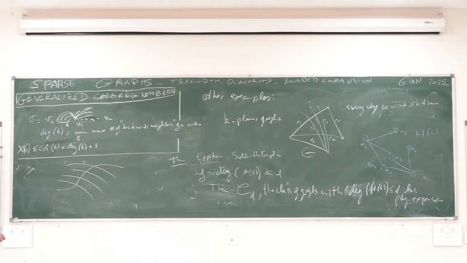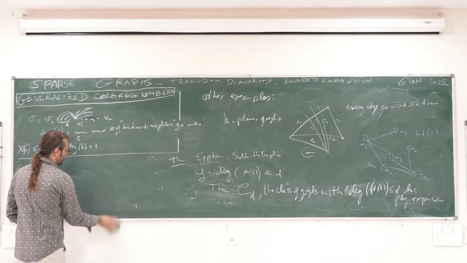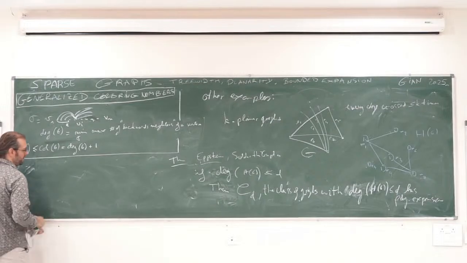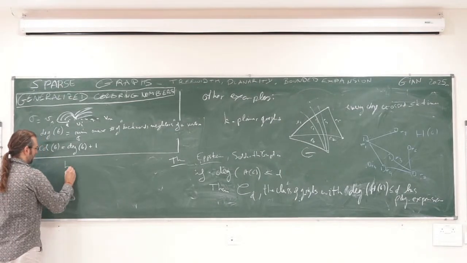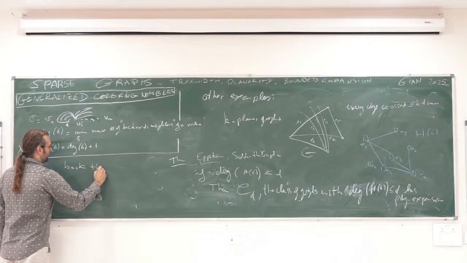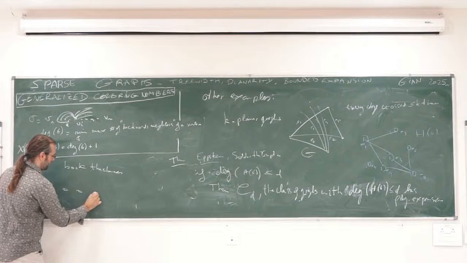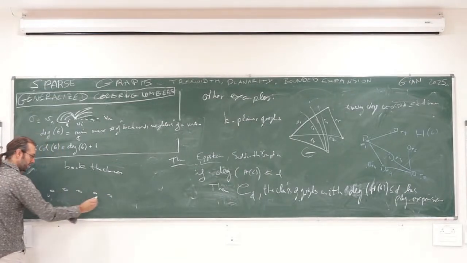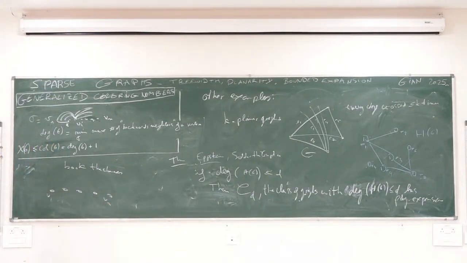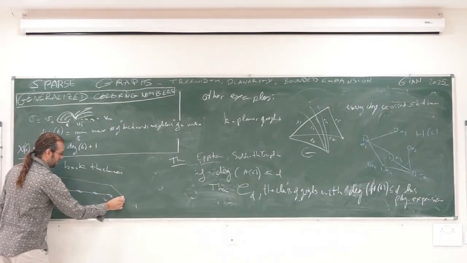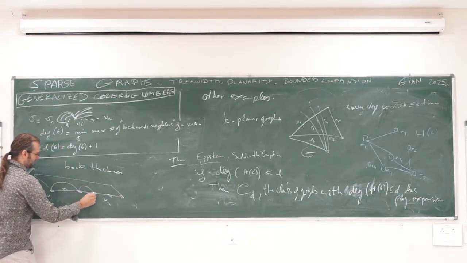There is another class of graphs, called the book thickness of the graph, which is this. You have to find an ordering of your vertices v1 to vn, and you want to draw them on a book. What does it mean? This is the spine of the book. And now on every page you can draw something planar. So you can do something like that. That should be planar.